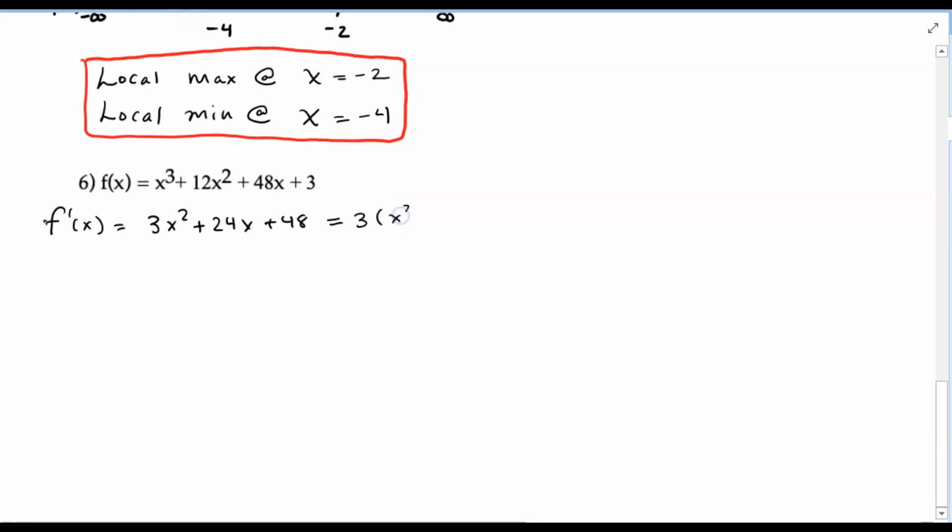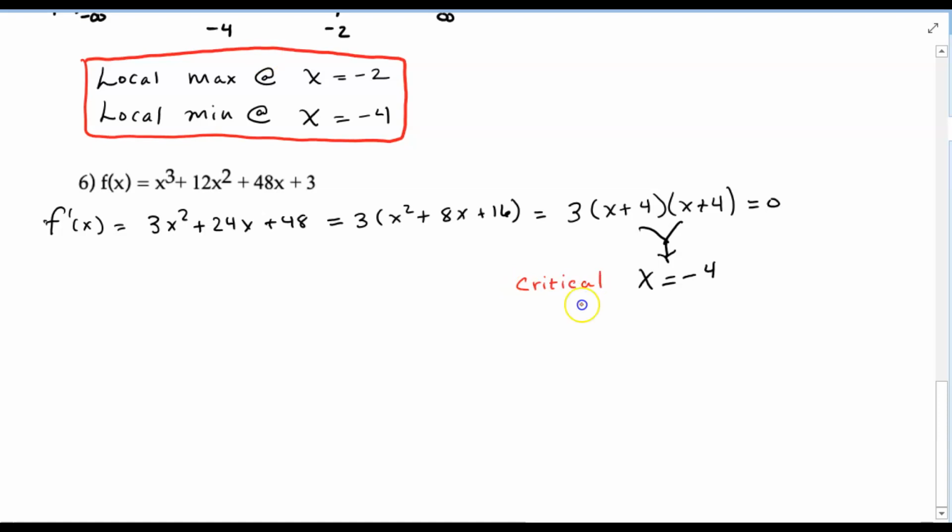We factor out the greatest common factor, leaving us with x squared plus 8x plus 16, and then we're looking for the factors of 16 that add to give us 8, and that is going to be 3 times x plus 4 times x plus 4, because 4 times 4 is 16 and 4 plus 4 is 8. So when you think about this, looking at both of these two values, we only have one critical point, and that is -4 when we set this equal to 0. Again, I'm going to write out that this is a critical point.